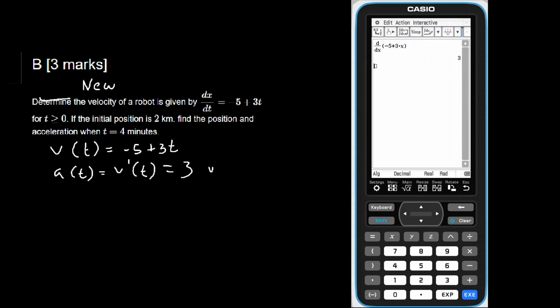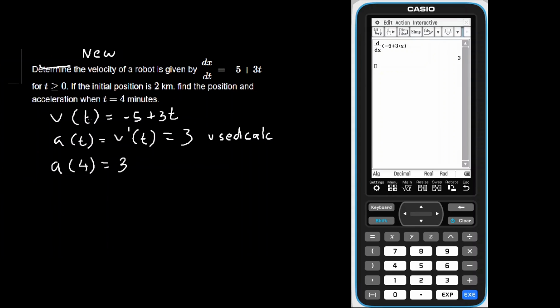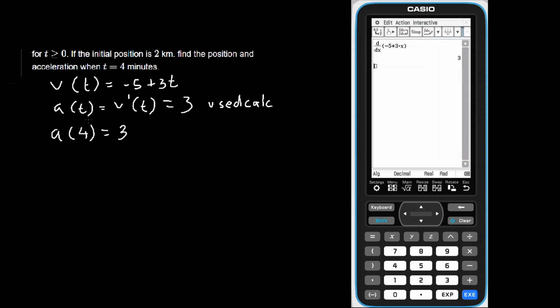Okay, and we're just going to say used calc. And then a at this value is always still equal to 3, which is great. Now the problem is that our displacement, when we differentiate that, that's equal to our velocity. But now we want to differentiate that.